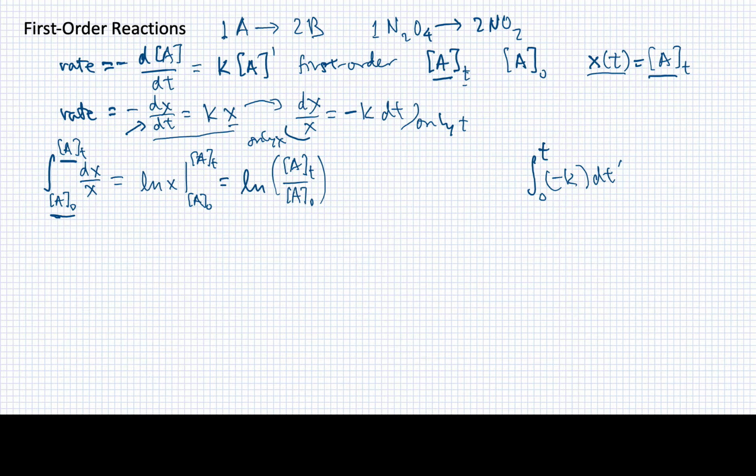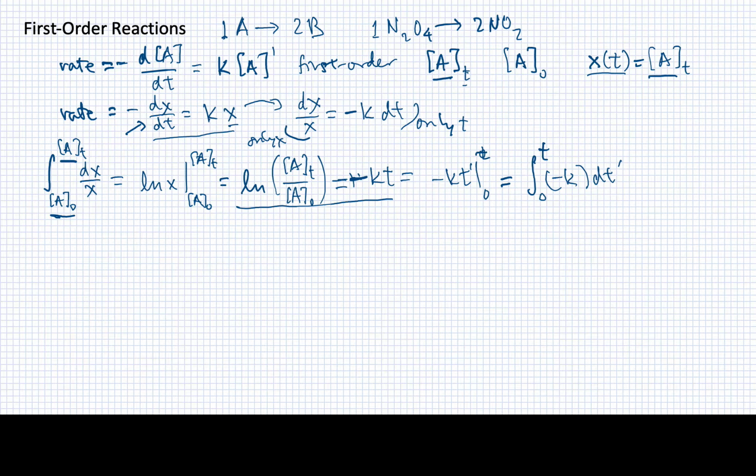Well, that's a very easy integral to figure out. It's just going to be minus kt evaluated from 0 to t, so it's going to be minus kt, and that's going to be equal to this side. So what I have here is essentially the integrated rate law, now written in terms of these two quantities.